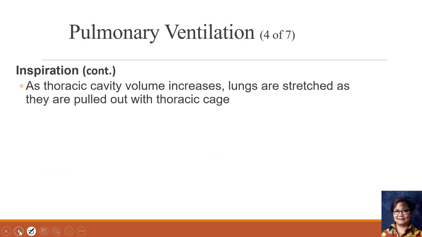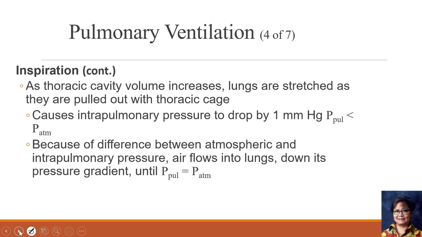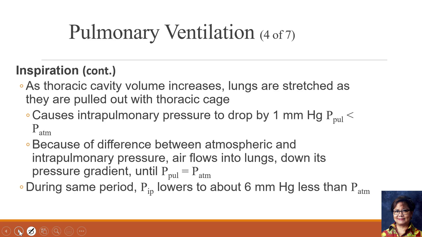So, as thoracic cavity volume increases, your lungs will stretch. Okay, they are pulled out with the thoracic cage, and it will cause the intrapulmonary pressure to drop by 1 millimeter of mercury, and that's enough. 1 millimeter of mercury pressure is enough. Okay, and because of the difference between the atmosphere and the pressure inside the thoracic cavity, air will rush in.